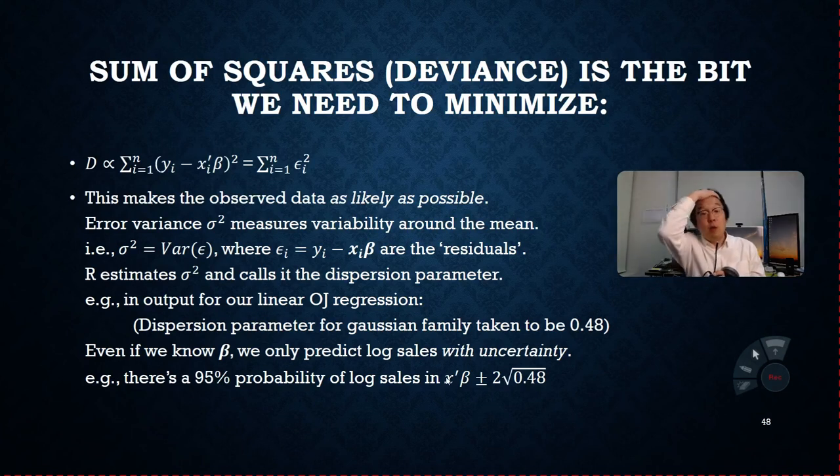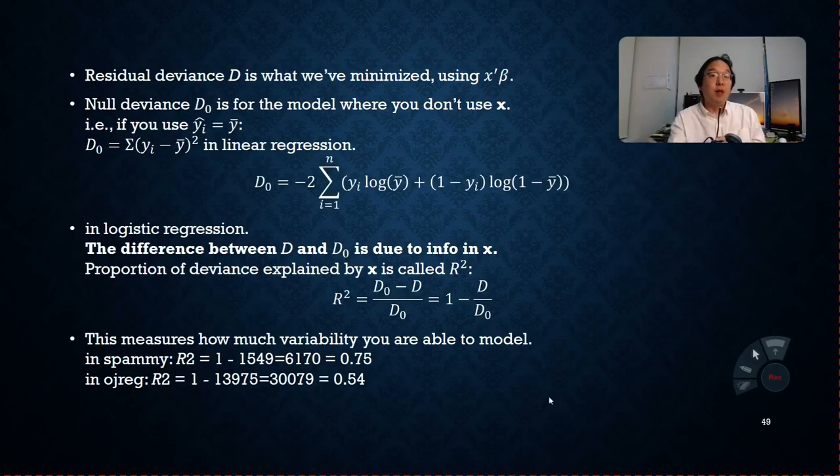Even if we know beta, we can only predict log values, log sales, with uncertainty. There is a 95 percent probability of log sales being in x beta plus or minus 2 times the square root of 0.48. Okay, so that's basically it. Residual deviance D is what we've minimized using x beta. Null deviance D0 is for the model where you don't use x. That is, if you use y hat equal to y bar, then D0 should be the summation of (yi minus y bar) squared. In linear regression, D0 will be something like this.